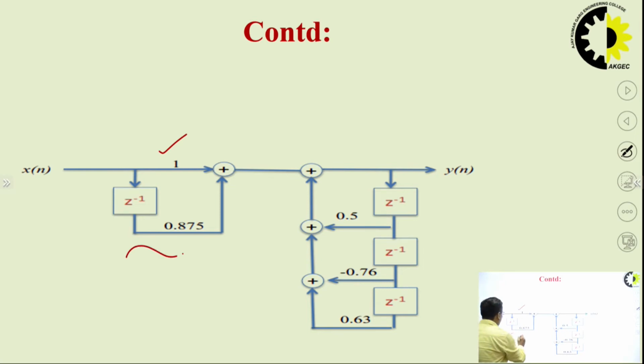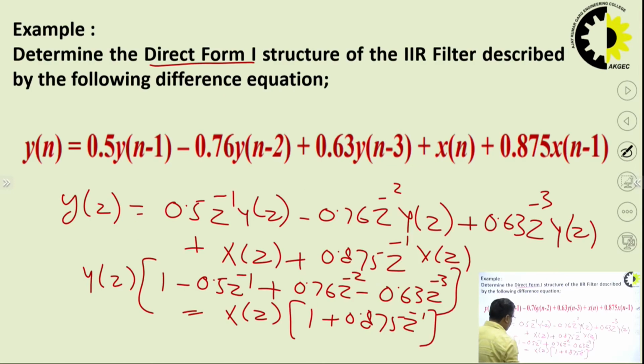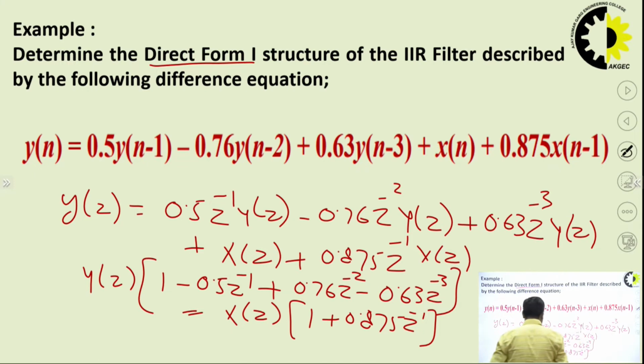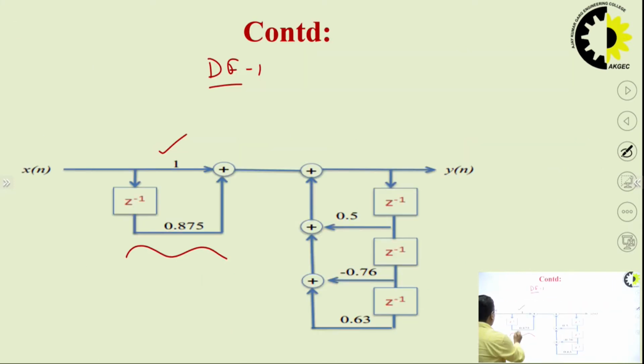This first term, what? In direct form 1, which is direct form 1, firstly you have to realize the numerator part. Okay. So, here numerator part, these coefficients will be there. So, you can see here, 1 and 0.8. So, this is our non-recursive part.